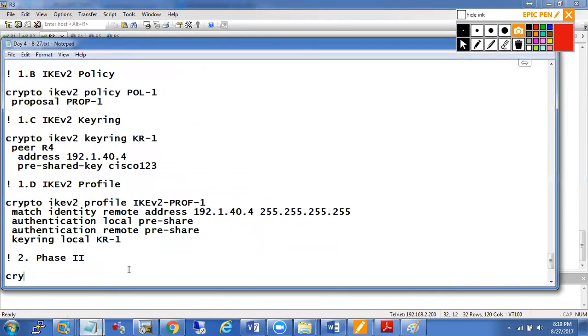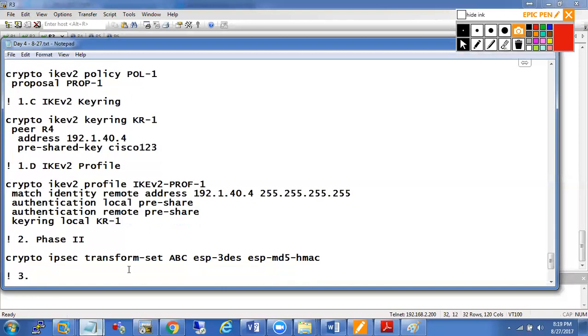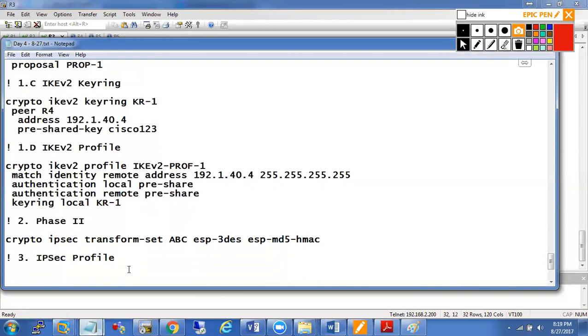So that is crypto IPsec transform-set ABC, ESP triple DES, ESP MD5 HMAC. Step 3 would be your IPsec profile. This is where a subtle difference comes in. I don't have a crypto map with SVTI, so I call my IKEv2 profile right under my IPsec profile.